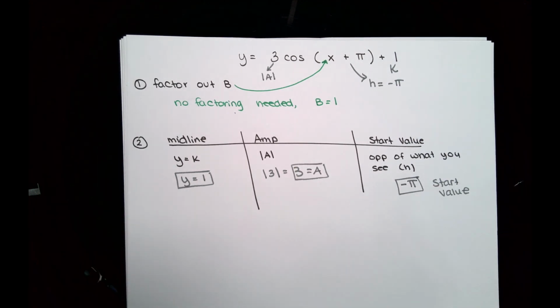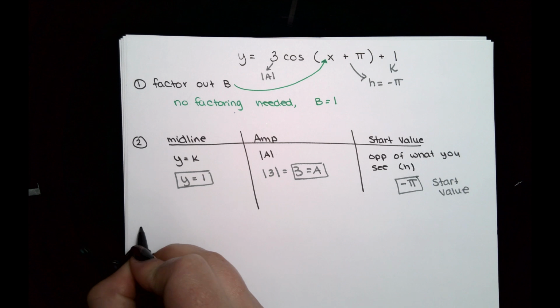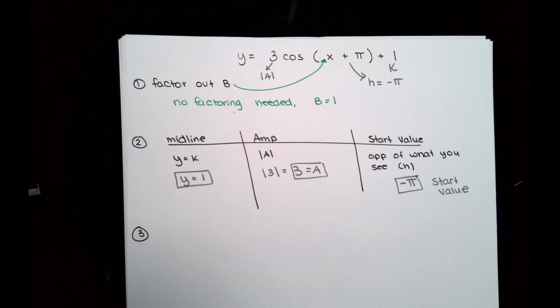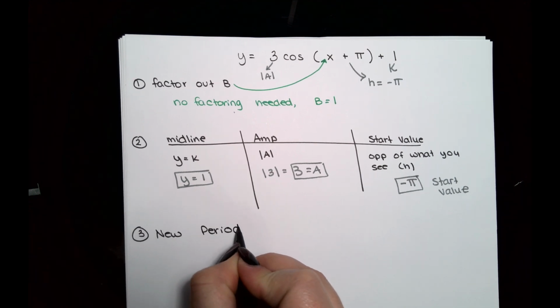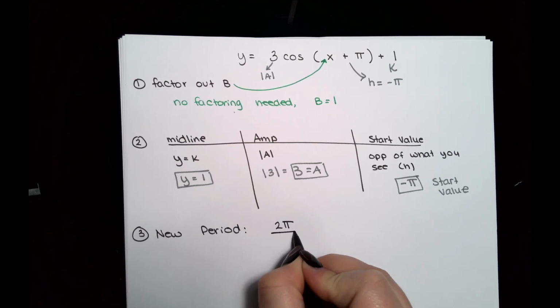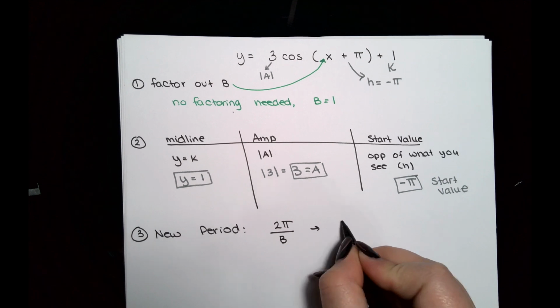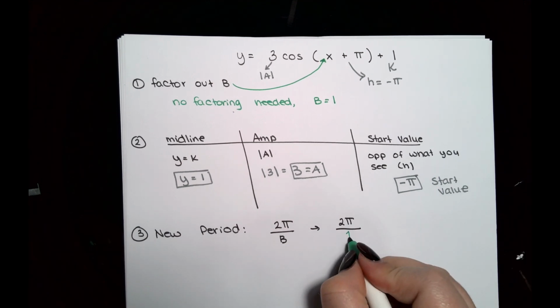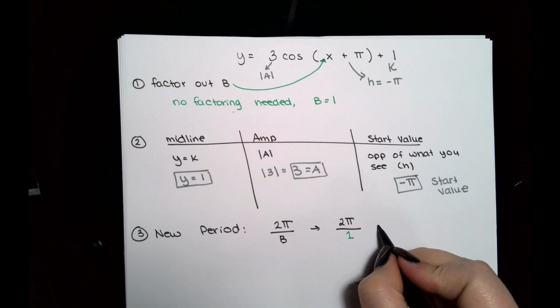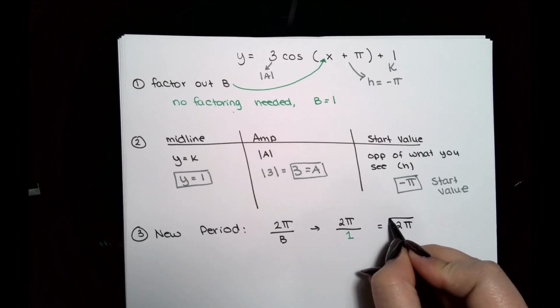Okay, step number 3 is going to be your new period. Two pi over b. This is why we needed our b value in step number 1. It's just 1, so we stay with the same period of 2 pi.